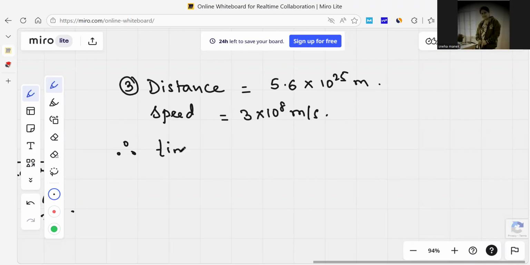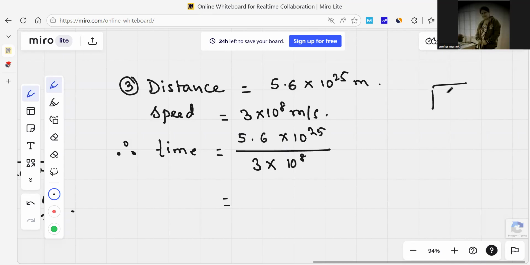Therefore, time equals 5.6 into 10 to the power 25 divided by 3 into 10 to the power 8. This is a basic question related to exponents. First, you can do 5.6 divided by 3.